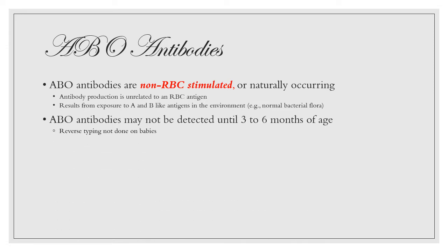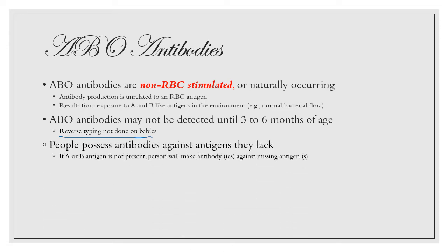ABO antibodies may not be detected until 3 to 6 months of age. This is why we do not do reverse typing on babies. See this little bit here? We type the mom. We type the baby with forward typing, and then we go from there. Later on, 3 to 6 months of age, we can do reverse typing on the baby. That would change based on facility, and that would change based on test. Depends on what test you're taking. So remember, it's somewhere in that ballpark, 3 to 6 months of age.